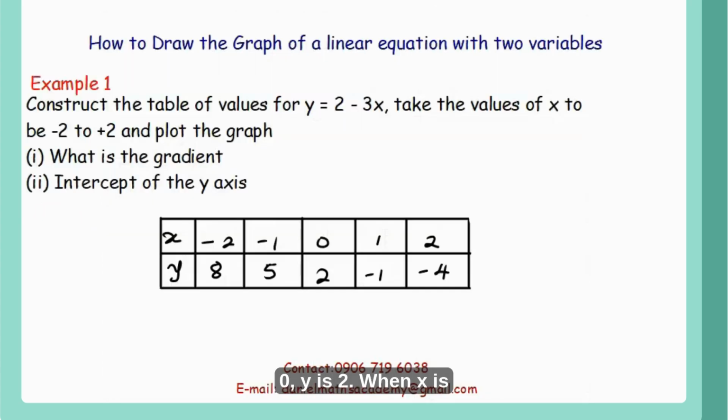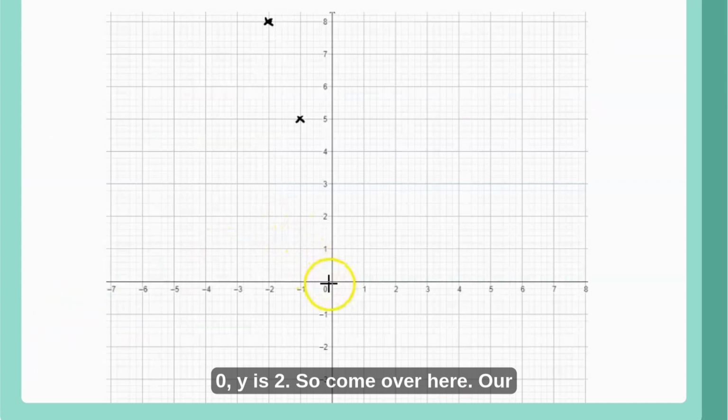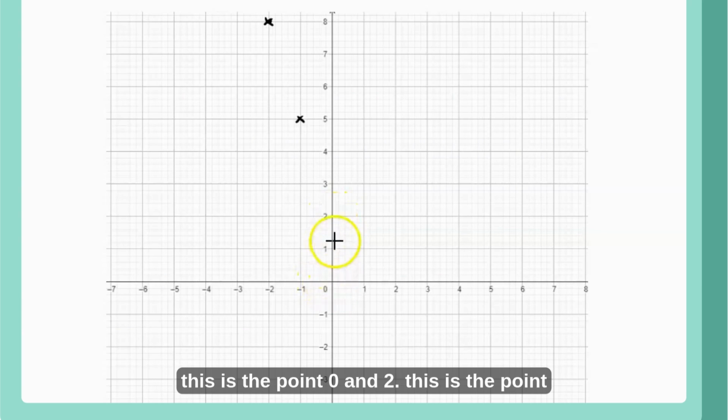When x is 0, y is 2. So come over here: our x is 0 and our y is 2. So this is the point 0 and 2.